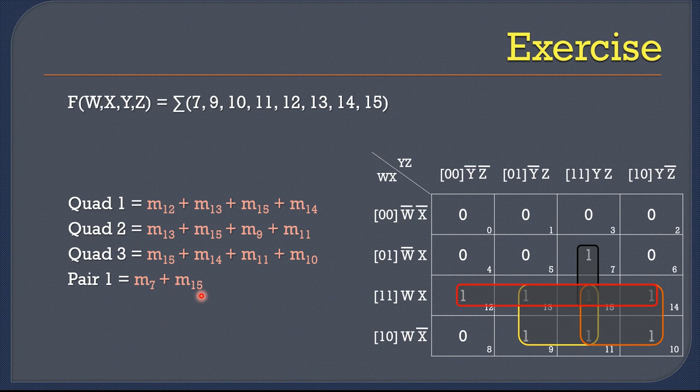So this is how you are going to identify. First you go for octet. If there is an octet, immediately you can mark it and your expression will be in the simplest form. If there is no octet, then you have to go for quads. Find the maximum quads available.